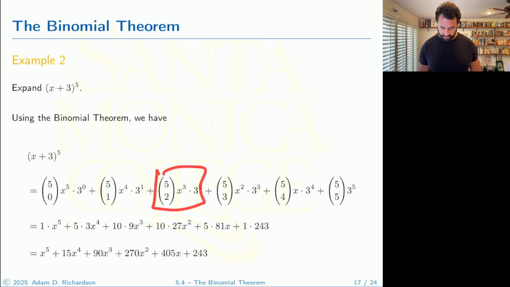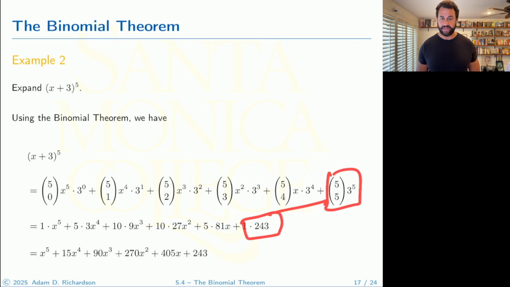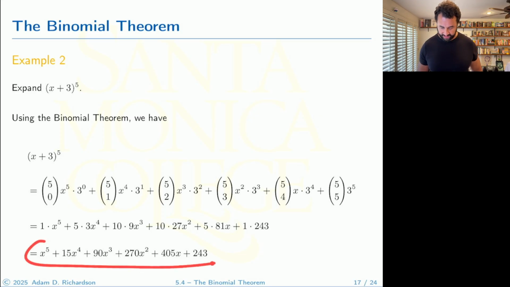This term here will be this 10 times 9x cubed. This one is this. This one is this. And this one is that. And then you just continue to simplify. Excuse me, the numbers might get kind of large, but they will be accurate. They will be exactly what those numbers are. And there it is.